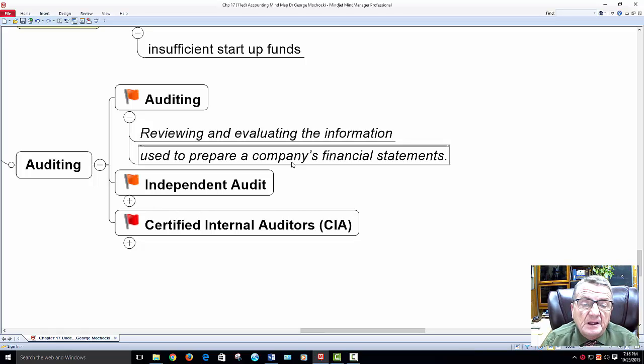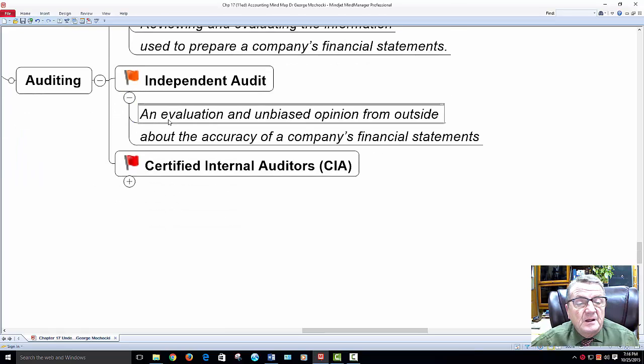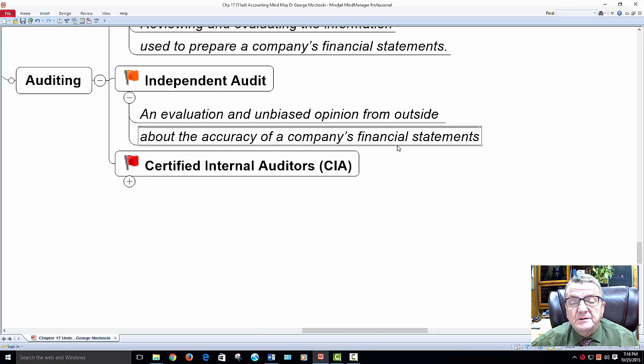These are reality, and I'm happy, or I pull my money out, or I get more involved and see what the company is doing to rectify any negatives, or whether it's going to stay on course if it's doing well with profitability. Okay, so it's an independent audit, an evaluation, an unbiased opinion from the outside about the accuracy of the company's financial statements.